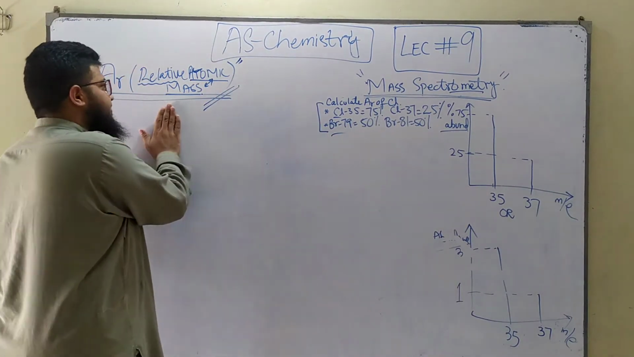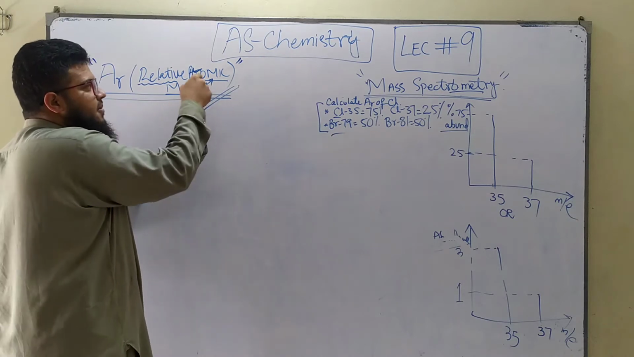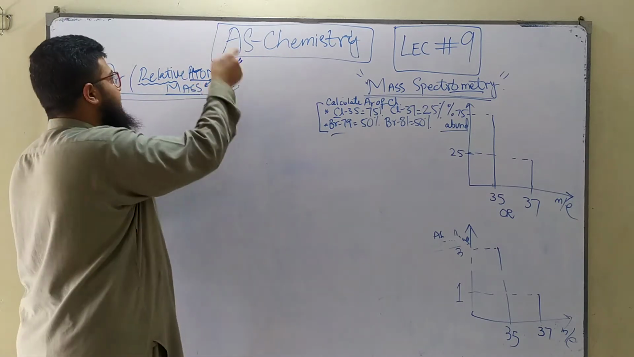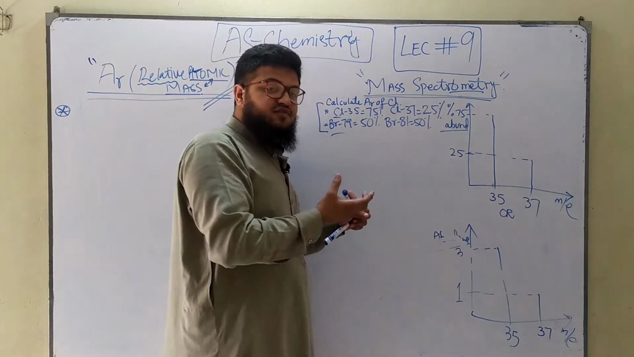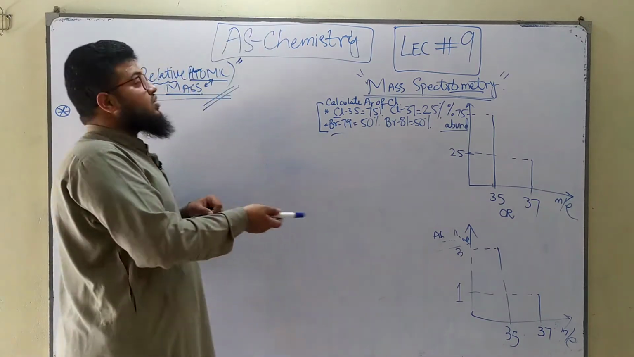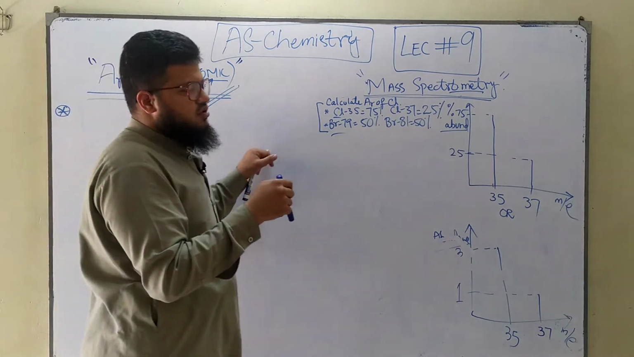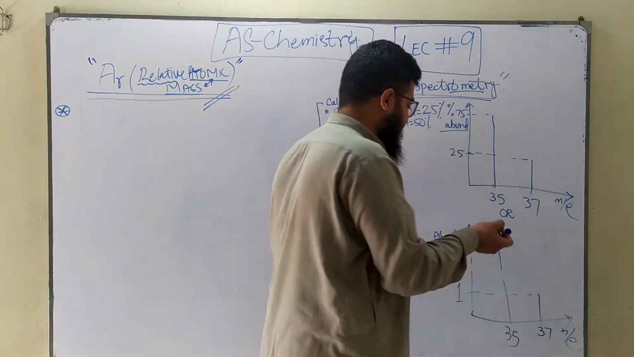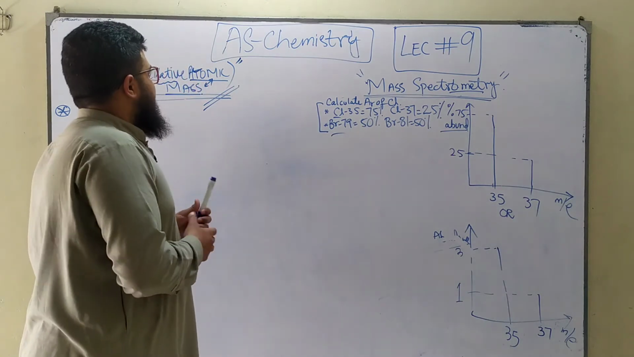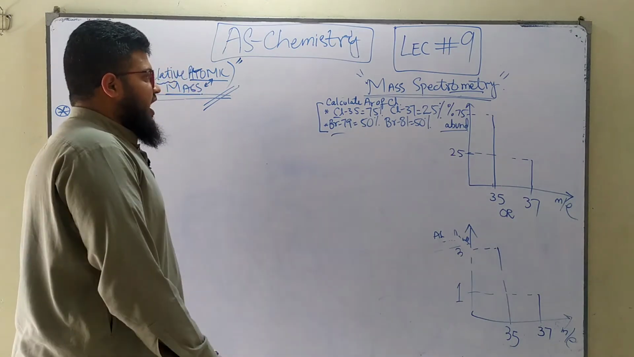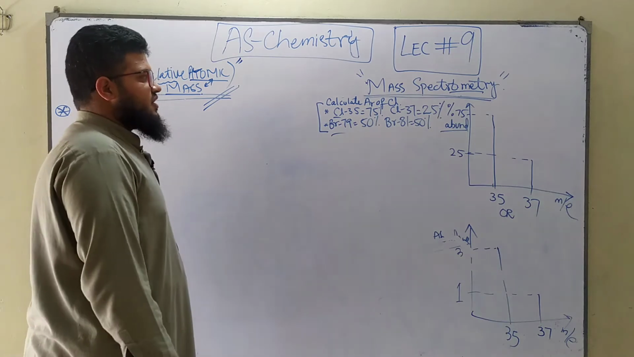Relative atomic mass, as the name suggests, is the atomic mass of an atom, but relative to a standard, as compared to a standard. We are going to learn about that in just a bit. So let's get started. First of all, we should be able to understand how to calculate the relative atomic mass of an atom.